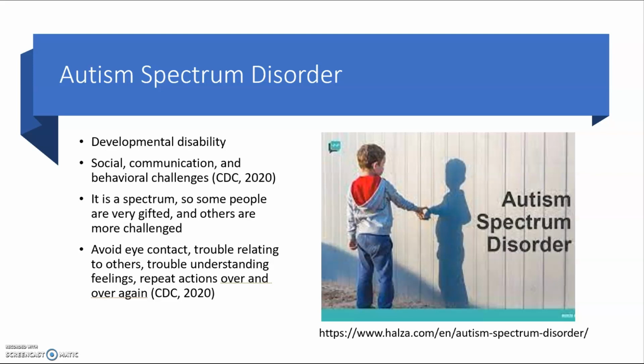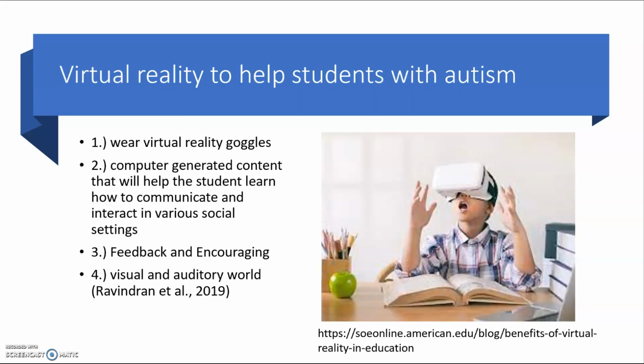So yeah, autism spectrum disorder, it's quite the spectrum, and some common symptoms are that they may avoid eye contact, they may have trouble relating to others and trouble understanding other people's feelings, and they may repeat actions over and over again. So I kind of came up with a step-by-step experience, a virtual reality experience that will help a student with autism learn social skills.